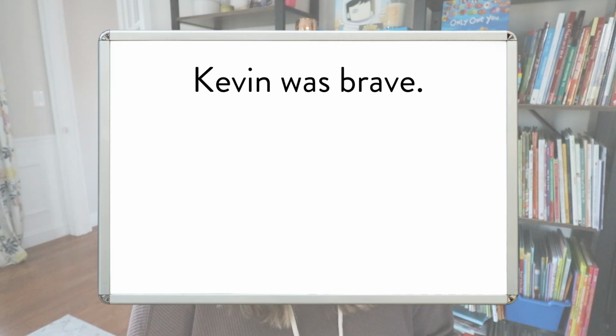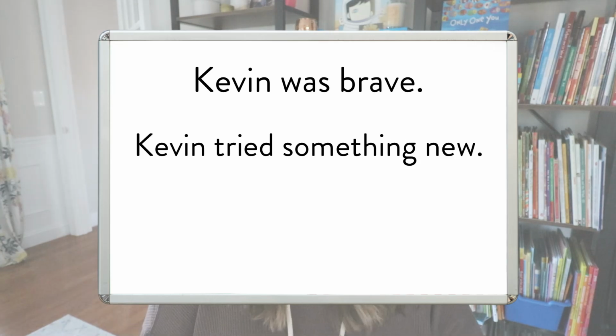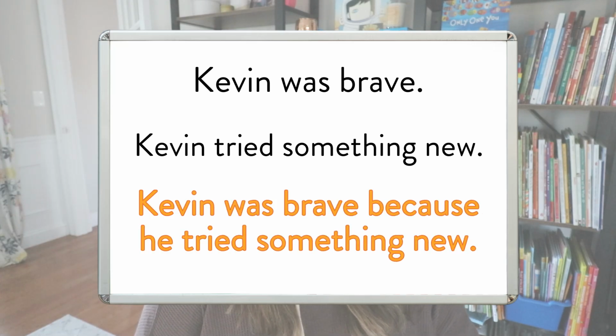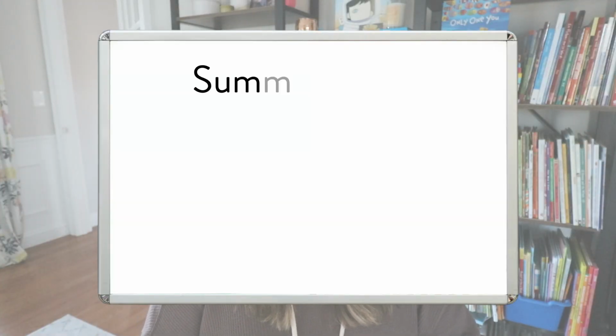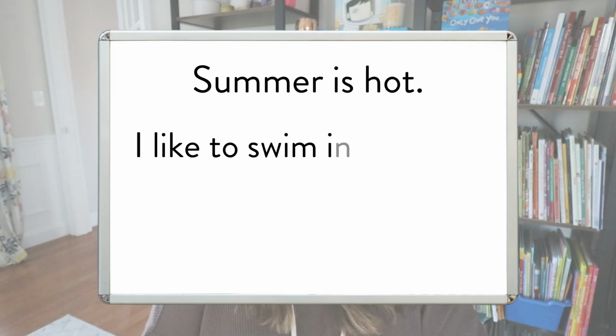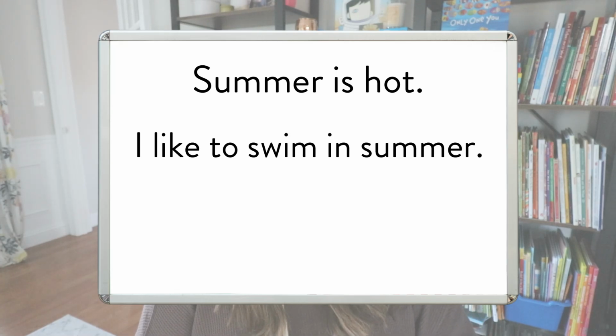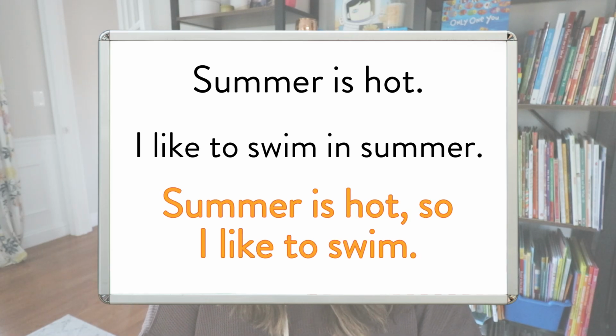Using the koala who could, we have two simple sentences. Kevin was brave, Kevin tried something new, and students might choose to combine this by saying Kevin was brave because he tried something new. There they're using the word because. And then for an opinion example, we can use that summer example by saying summer is hot, and I like to swim in summer. Here I might challenge students to use the word so, and they might come up with summer is hot, so I like to swim. And that sentence would show again that cause and effect. It's hot in summer, so I like to swim. They could add on that swimming is fun or they like to swim at the beach.